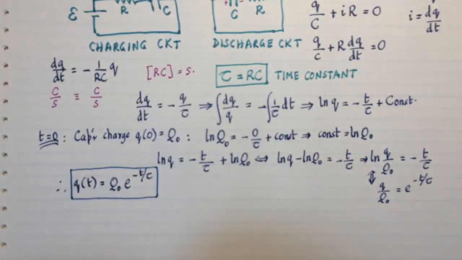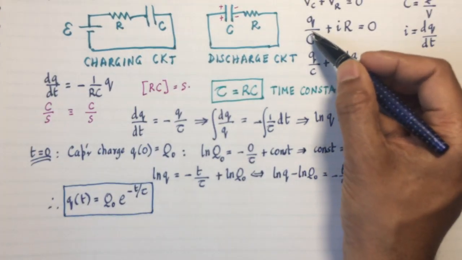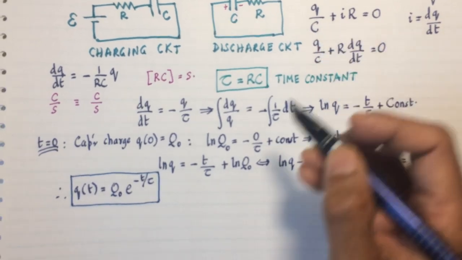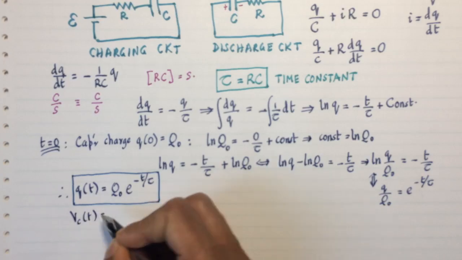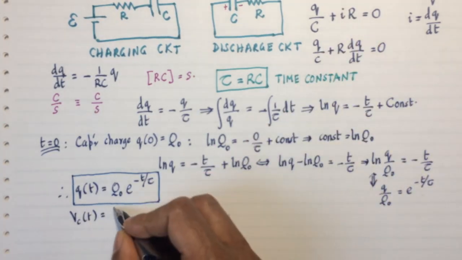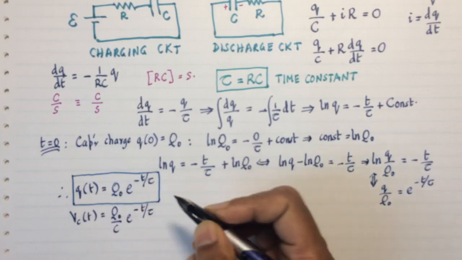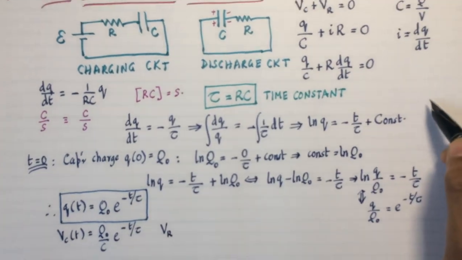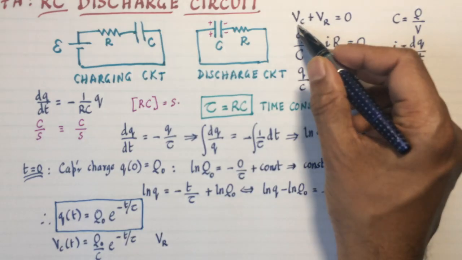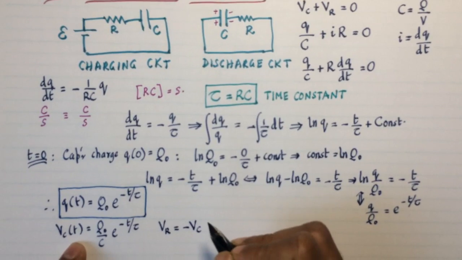Once you have the charge as a function of time, you have everything else, because the capacitor's voltage can be found by just doing q over c. So the capacitor's voltage as a function of time, let me call this Vc as a function of time, will just be q over c. So that's going to be q naught over c e to the minus t over tau. And then the voltage of the resistor is given by that first equation, which tells me Vr is always negative Vc. So that also can be found because you know what Vc is.